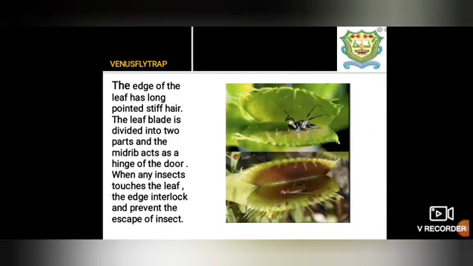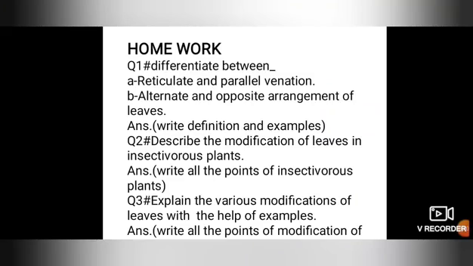Now students, I am going to give you some questions you have to do in your copy. Your homework is question number 1. Differentiate between A. Reticulate and parallel venation. B. Alternate and opposite arrangement of leaves. You can write the definition and examples.